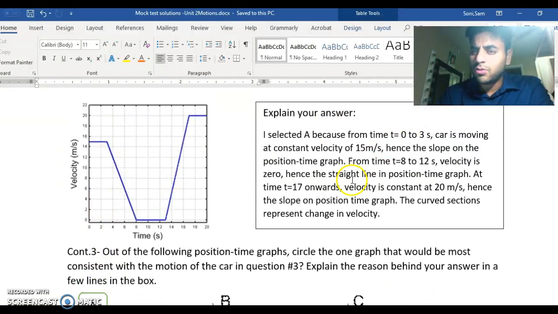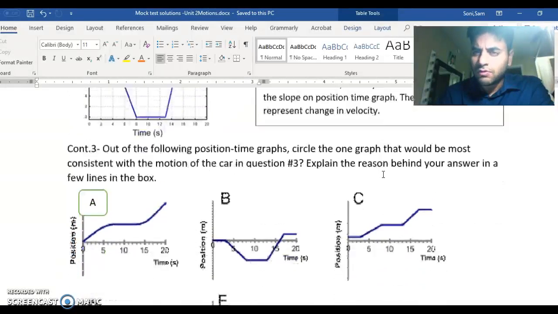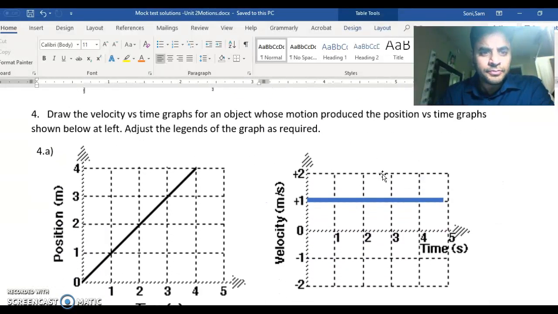And just write a quick few lines. I have given some detail, but you don't have to write everything. That's how you will represent this answer.